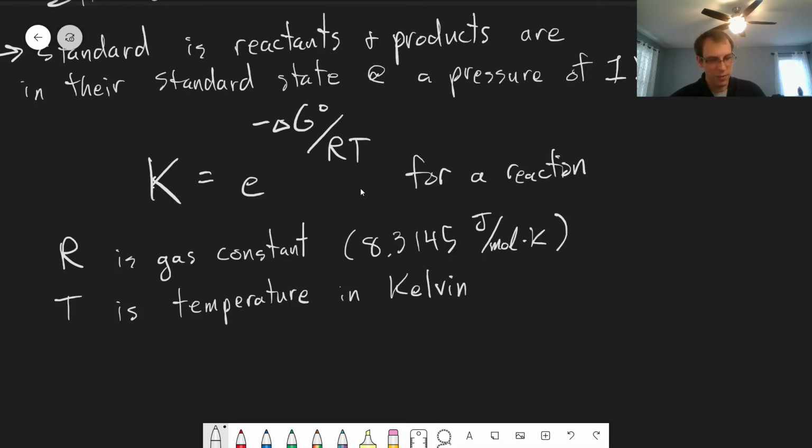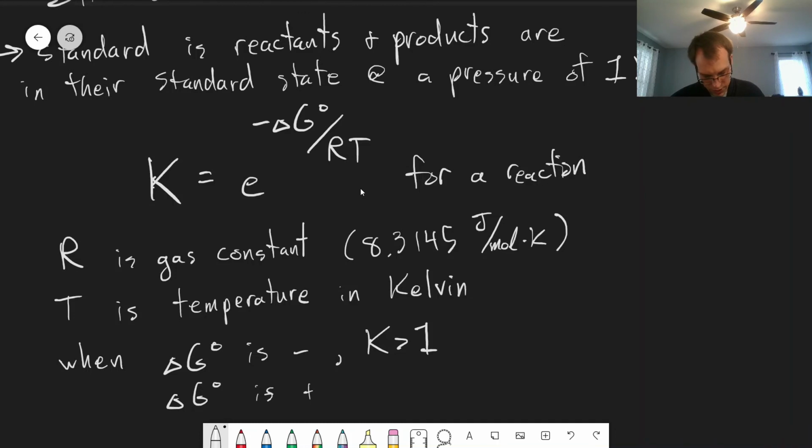What we can see from this relationship, mathematically, is that because R and T are always going to be positive values, when delta G naught is negative, or when the process is spontaneous, our K will be greater than 1. And if delta G naught is positive, meaning under standard conditions the reaction is not spontaneous, K will be less than 1.